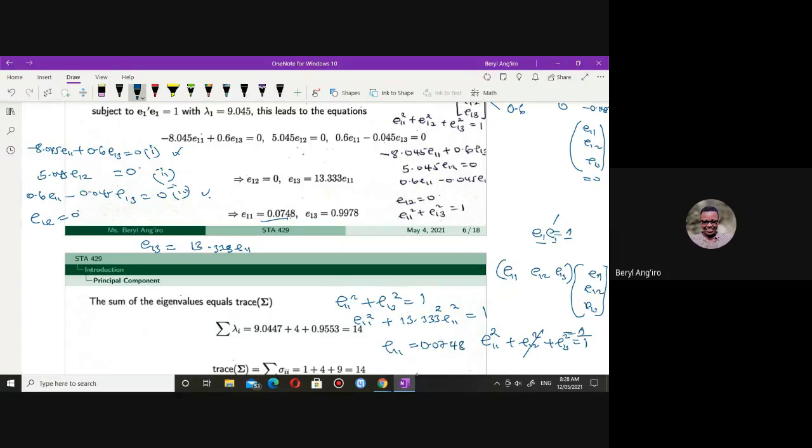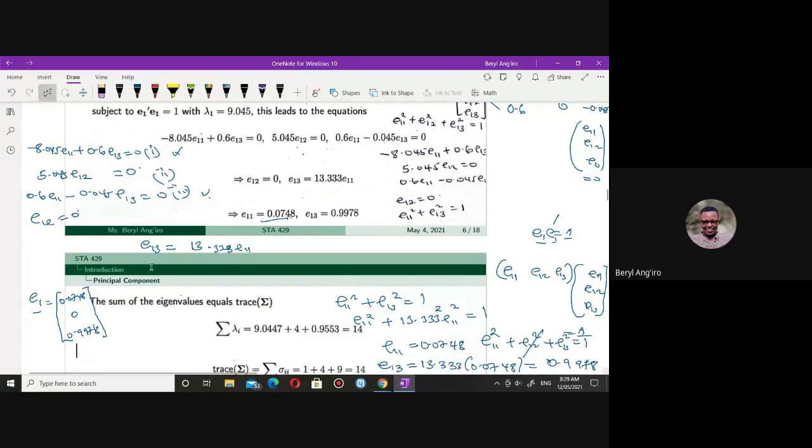The value of E11 is 0.0748. Then we can get the value of E13, which is 13.333 times 0.0748, and this gives 0.999978. So we have the eigenvector E1, the eigenvector corresponding to the first eigenvalue, and that is 0.0748, 0, and 0.999978.